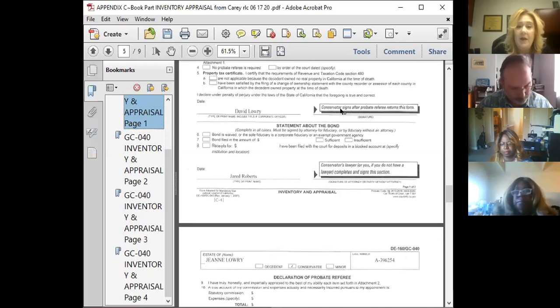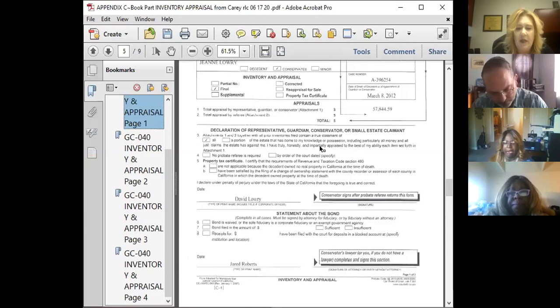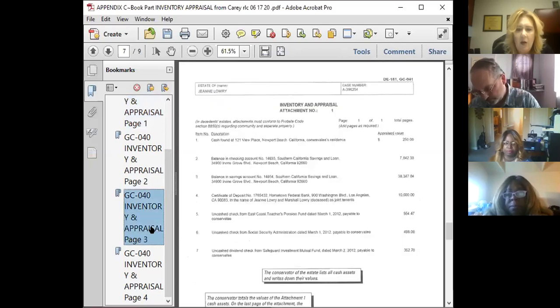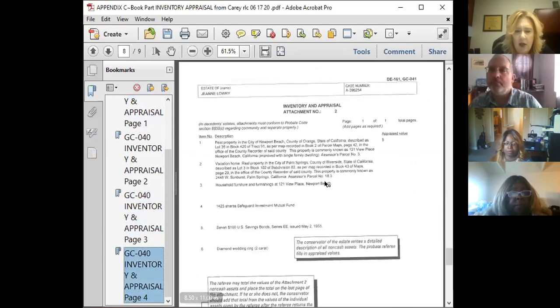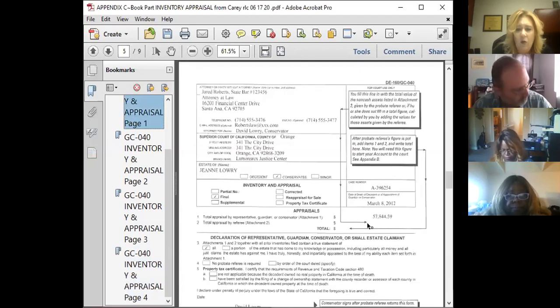And so what happens, jumping ahead a little bit, is once you've completed this form, and again, the attachments, you will send the entire package off to the probate referee. He will fill in the values right here, and he will provide a total at the bottom, and then he will fill in this place right here with a number.